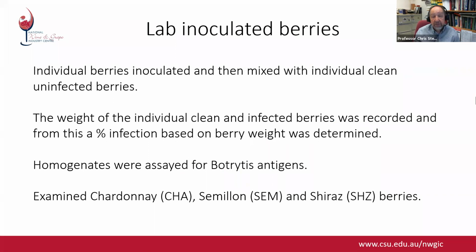In the next series of experiments, we took individual berries. I'll come on to bunches in a moment, but this is individual berries. We inoculated them and then mixed them with clean, uninfected berries. So same as the experiments with the Agostrol and the Gluconic acid. And then we mixed these to get a percentage of infection based on berry weight. And then we assayed the homogenates for the Botrytis antigens. And here we examined Chardonnay, Semillon, and Shiraz berries. In these slides, I'm just going to show you the results for Chardonnay, similar results for the other 2 varieties.